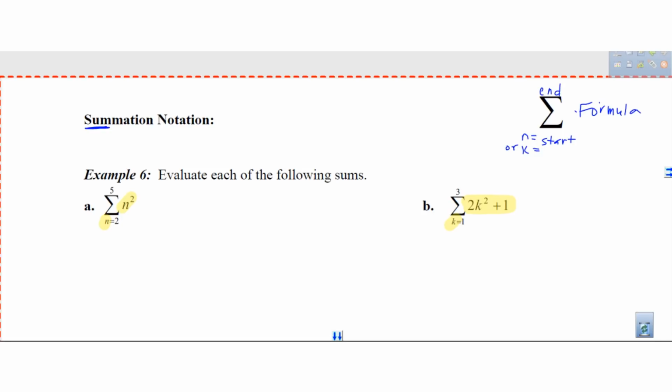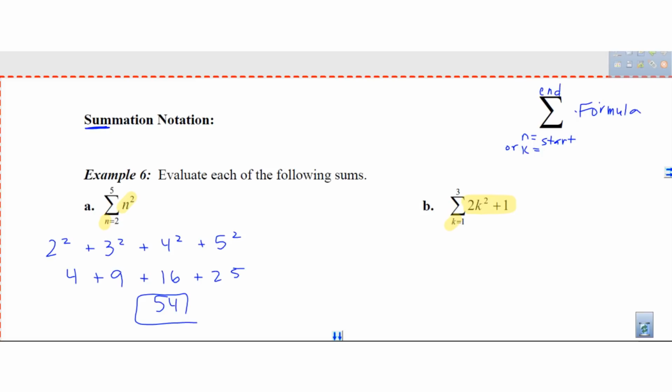So if n is 2, you have 2 squared. If n is 3, you have 3 squared. If n is 4, you have 4 squared. And if n is 5, then you have 5 squared. So 2 squared is 4, 3 squared is 9, 4 squared is 16, 5 squared is 25, and it is 54. Very simple.